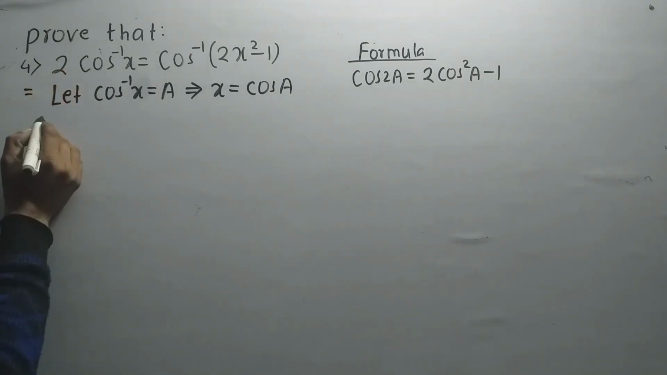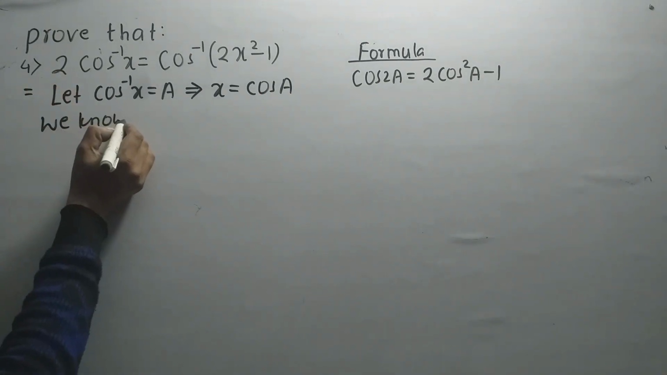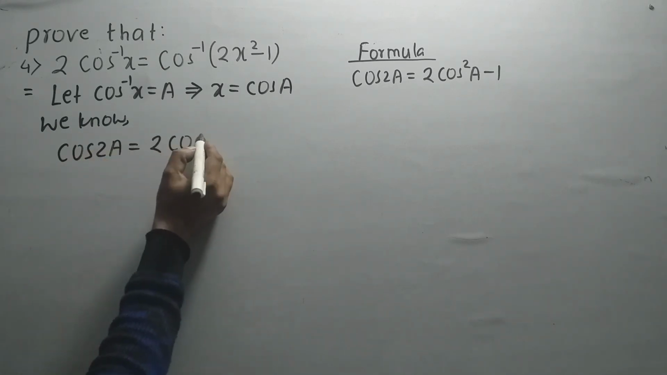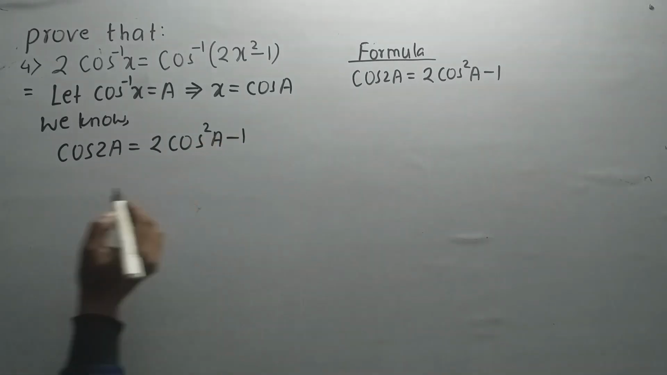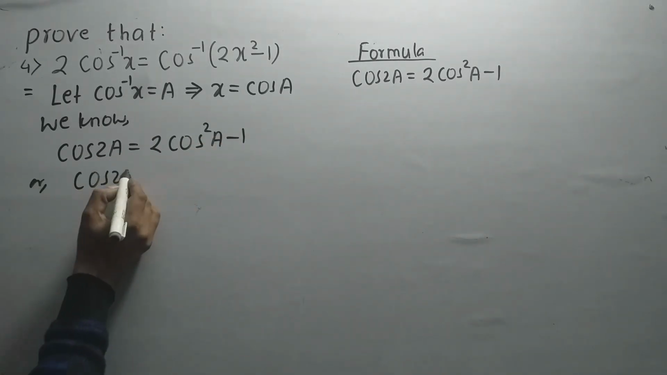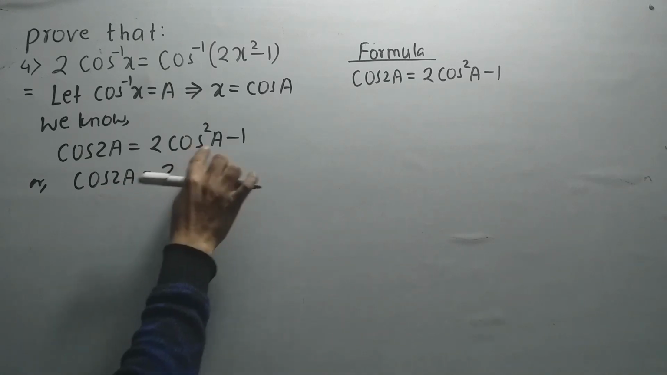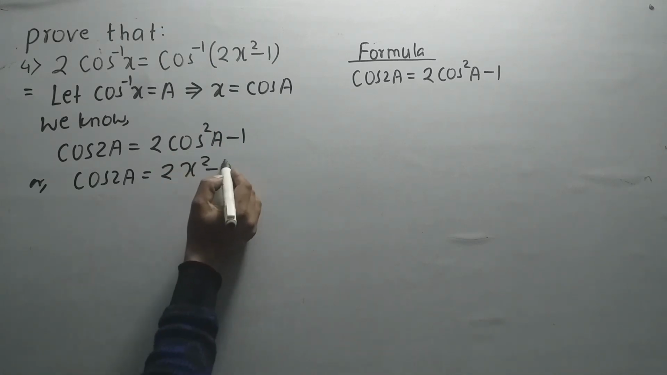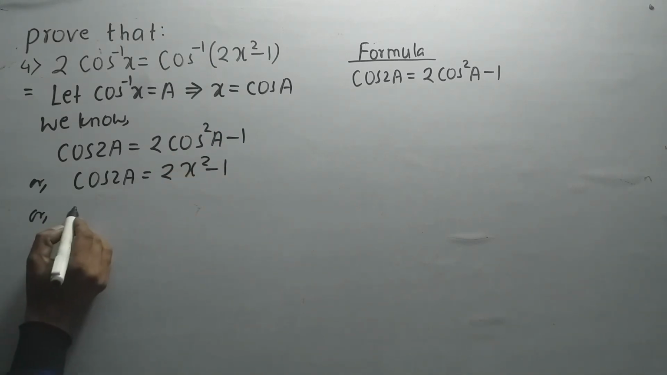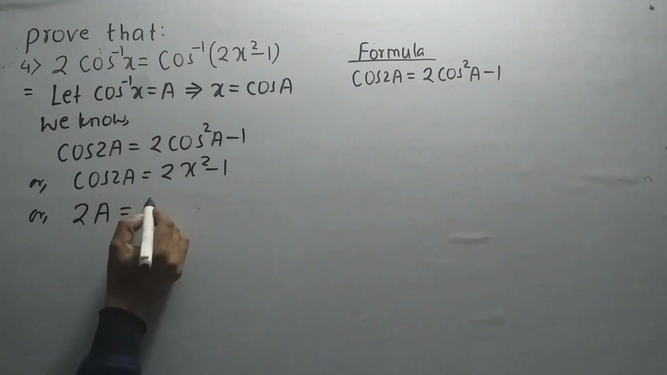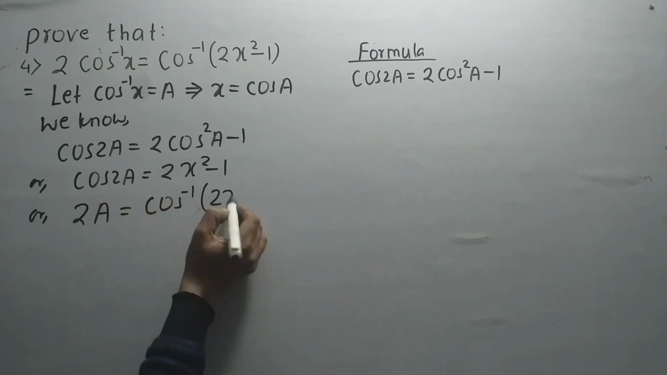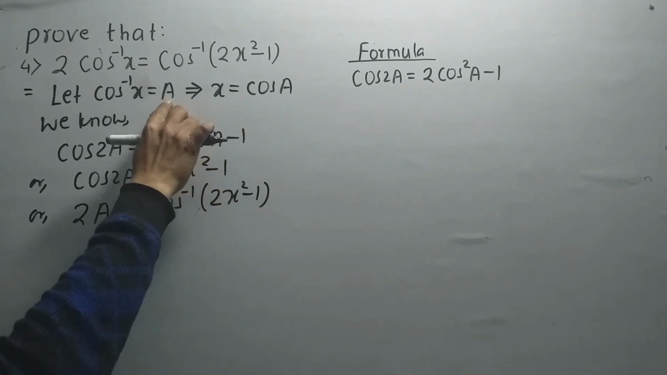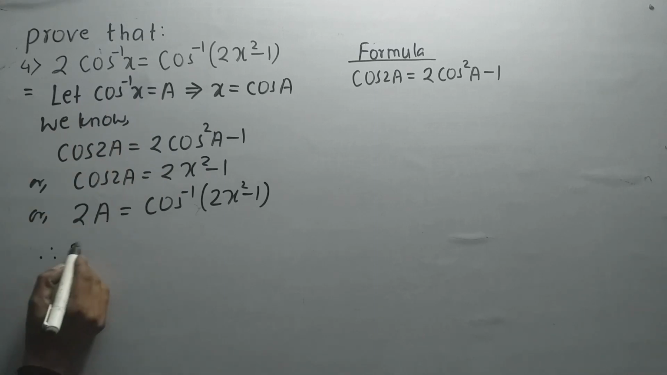So let me write the formula in terms of cos a. Write cos 2a in terms of cos, that is 2 cos square a minus 1. Or cos 2a equals, for this cos a you can replace that by x. So here it is cos square a, so here it will be 2x square minus 1. Or 2a equals, to the right hand side you write cos inverse of 2x square minus 1. After that, for this a you can replace that by cos inverse x.